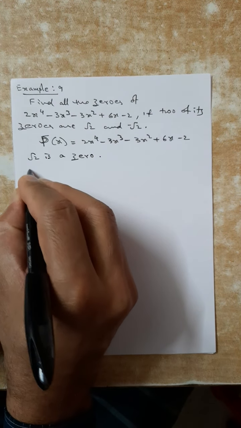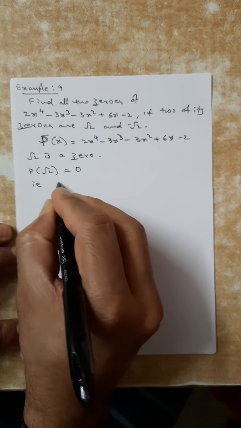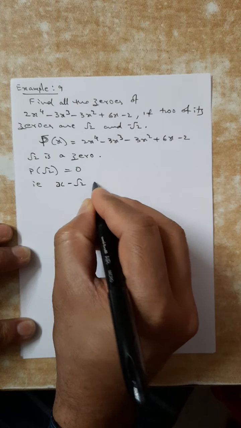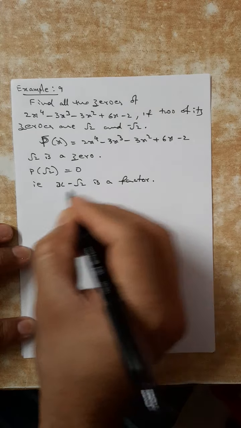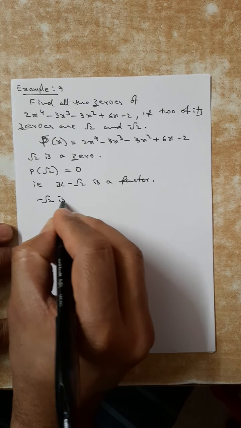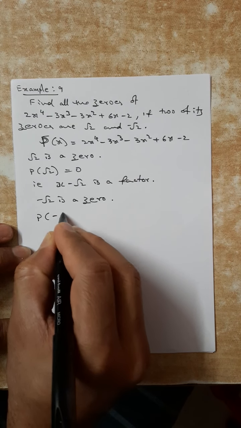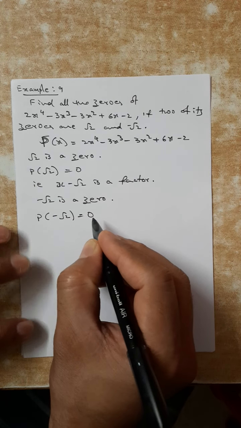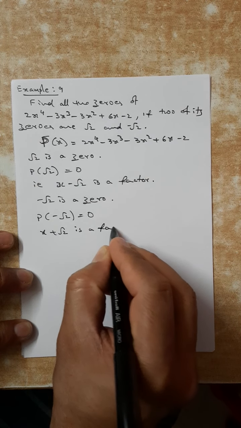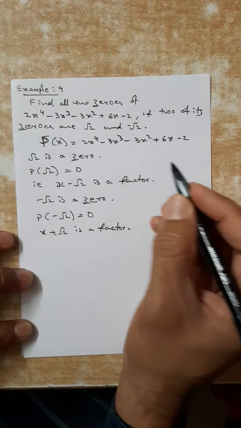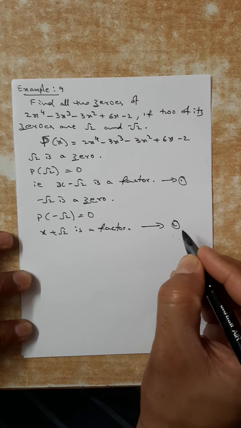Then we will say root 2 is a zero. Since root 2 is a zero, we can say p of root 2 equals 0, or we can say that is the same as x minus root 2 is a factor. Again it is given minus root 2 is a zero. That is p of minus root 2 equals 0, or we can say x plus root 2 is a factor. First we got x minus root 2 is a factor. Now we are getting x plus root 2 is a factor.